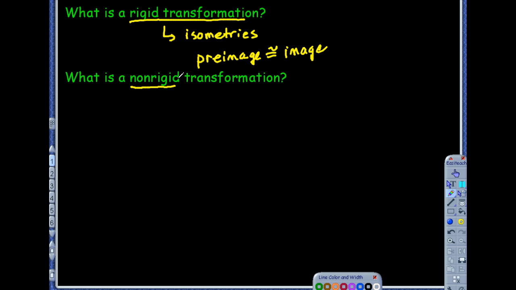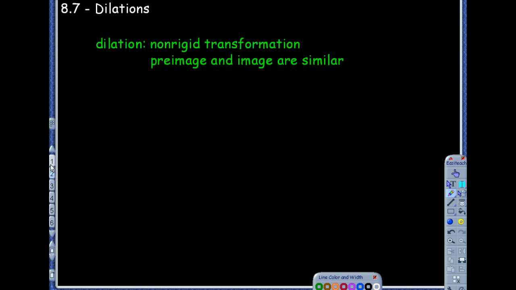Well, if to be rigid means that they're going to be congruent, so maybe non-rigid, since we're in our chapter on similarity, would be that those figures are similar. So not congruent, but similar in a sense. So this would mean the pre-image and your image are similar after you perform whatever transformation you're going to have. Okay? So this section is all about a special type of non-rigid transformation. We're going to be focusing on dilations. And dilations are non-rigid transformations where your pre-image and image are similar. And that's going to be the idea.